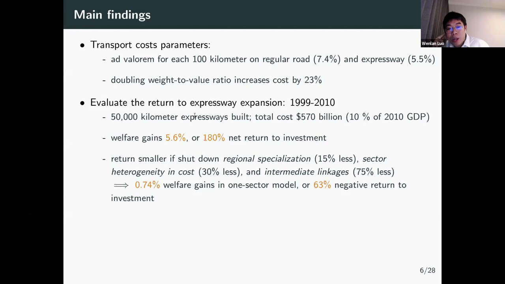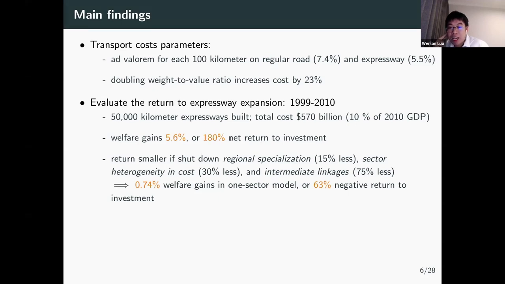For the quantitative evaluation, our focus is the expressway expansion during this period, which is 50,000 kilometers built. The total cost is from the official statistics, but we discounted it into 2010 China's GDP. It's roughly 10% of the 2010 GDP, and the welfare gain is 5.6%. Since we use a static model, this is the gain for every period, and by using some discount factor and comparing it with this cost, this implies a 180% net return to investment.